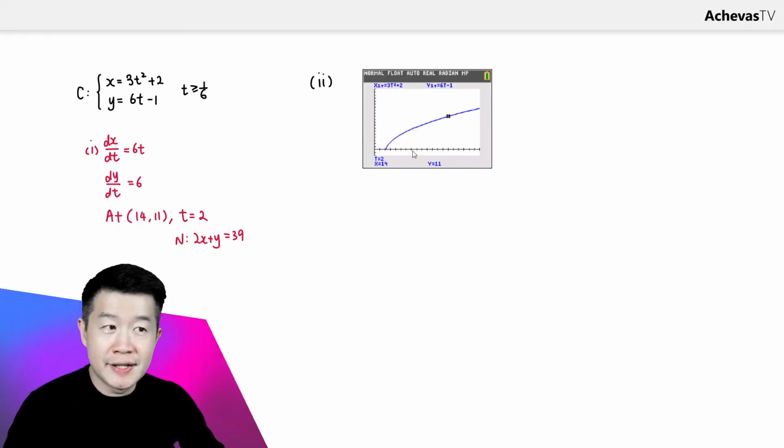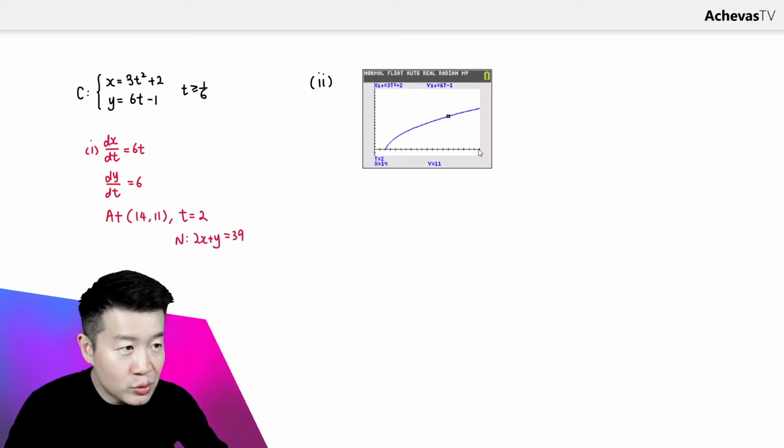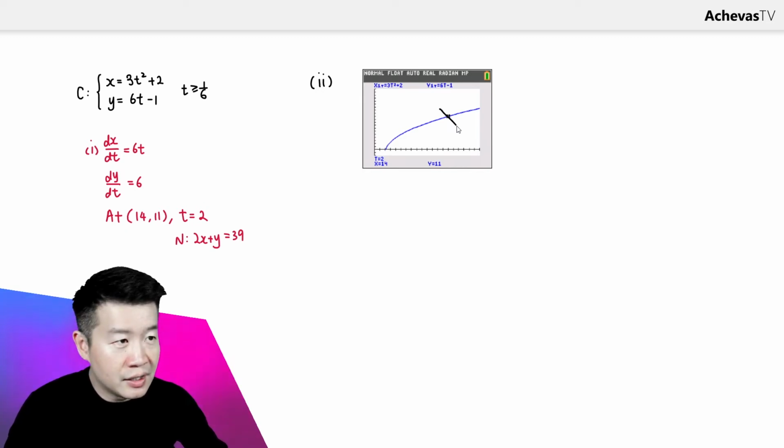Let's first try to visualize the area that is enclosed by curve C, the line N, and the x-axis. So for the line N, it is going to be passing through the point (14, 11). So I press into my calculator, letting t be equal to 2, I'll get this point here. And when I let y be equal to 0, x is 39 over 2. 39 over 2 is somewhere here. So if I were to sketch that, the line will look something like this. This is going to represent for us the line N.